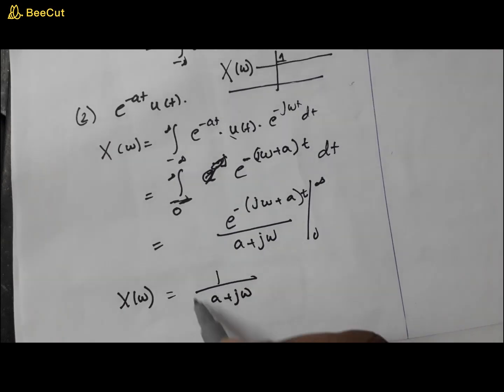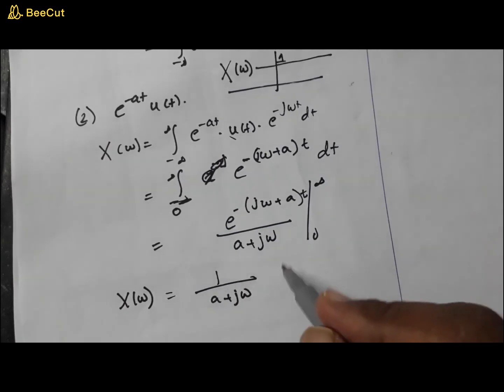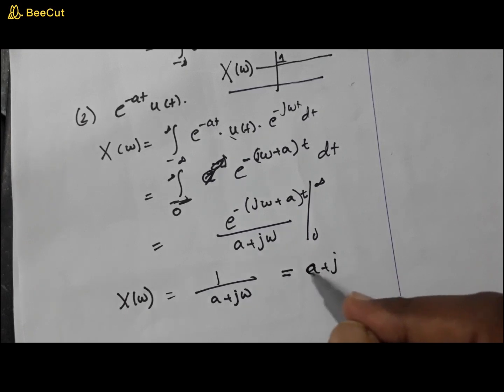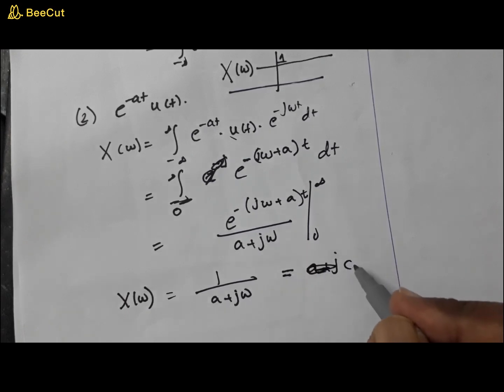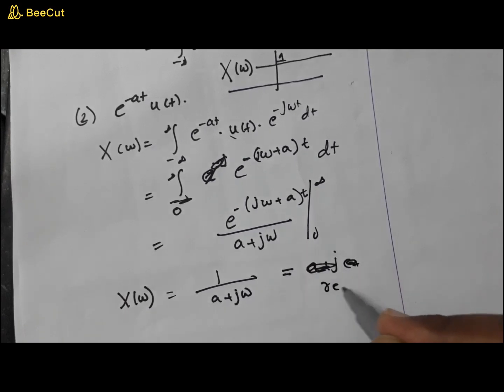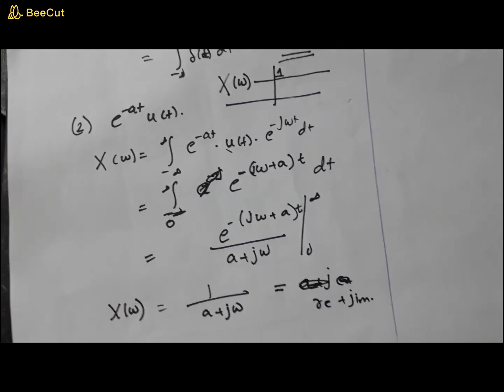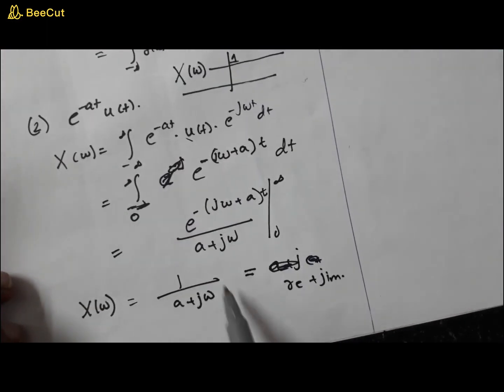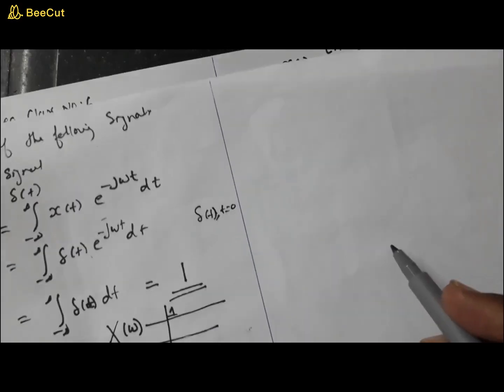That means this is a complex signal, or this can be written in the form of a real plus j imaginary, right? Now how to do that? Or you can find out the amplitude of that. Anyway, we understand that X of omega is complex in nature.